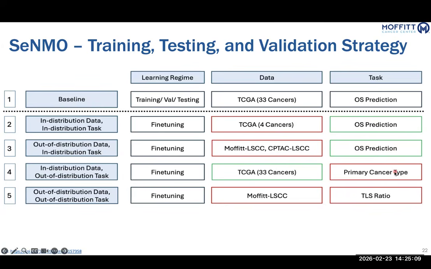The next iteration was to flip the task and keep the data the same. So we used the same data, TCGA 33 cancers, and fine-tuned the model to predict a different task, which is primary cancer type. Now, to go further in our simulations, we flipped both the data as well as the task. We took Moffitt's internal data, which was not used to train the baseline model, and fine-tuned the baseline model on this data to predict a very nuanced task: tertiary lymphoid structures ratio prediction.